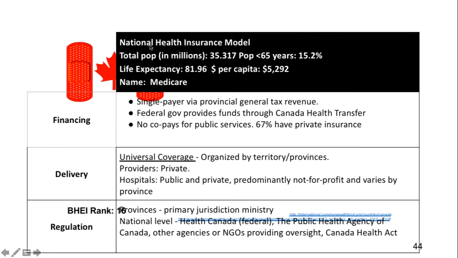The fourth type of healthcare model is the national health insurance model. The name is Medicare in Canada. It is a single payer via provincial general tax revenue, and the federal government provides funds through the Canada Health Transfer. There is no copay for public services, and 67% have private insurance.